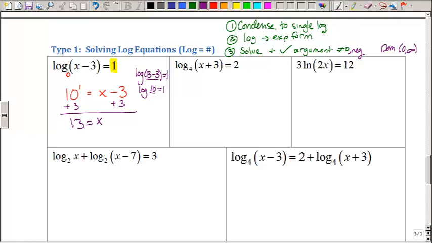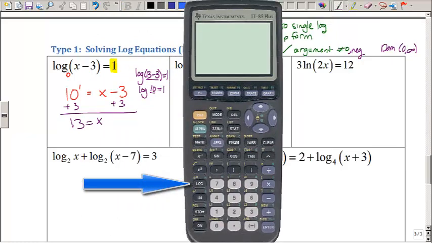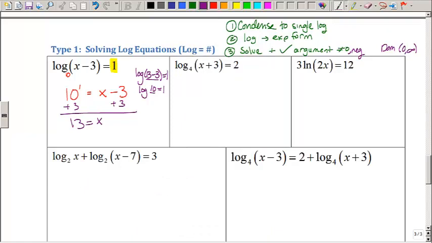Now if you're interested, we can open up our graphing calculator and just type log. Notice it's log base 10, so I can just use log 10, and it does happen to be 1. So we did check our work for accuracy as well as for extraneous solutions. So my solution here is 13.